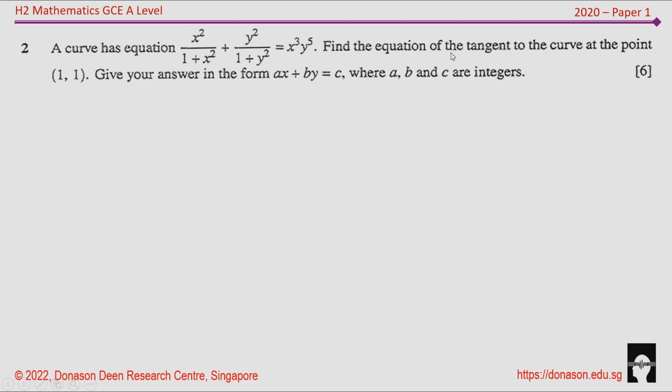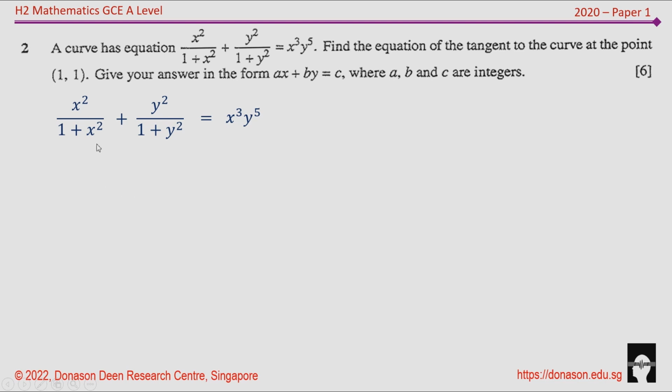Okay, so we need to find the equation of the tangent to the curve at this point. And then we are supposed to give the answer in the general form ax plus by equals c, where a, b and c are supposed to be integers. And of course if we solve this, we're going to get 6 points. Okay, so when the question says find the equation of the tangent, we know that we need to find the first derivative in order to determine the gradient of the tangent.